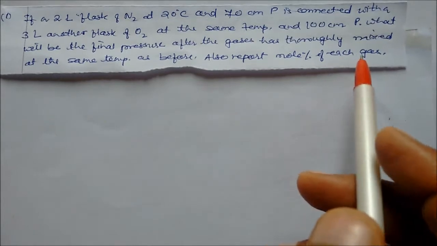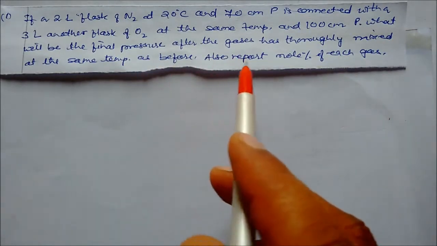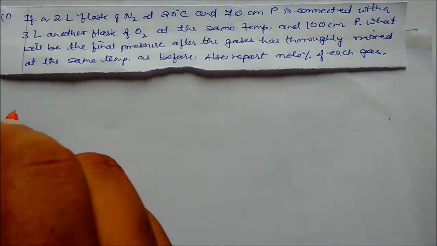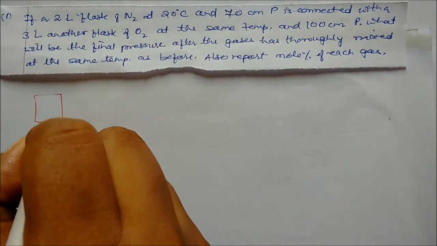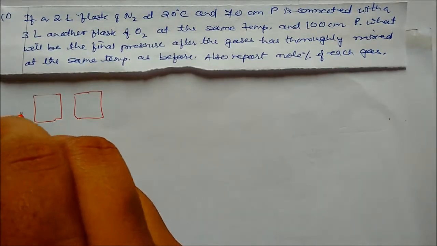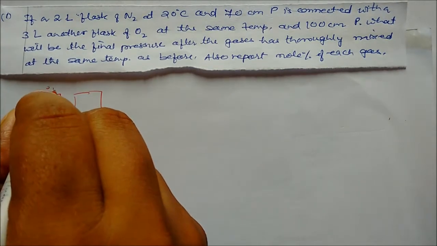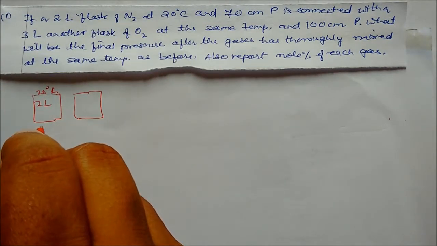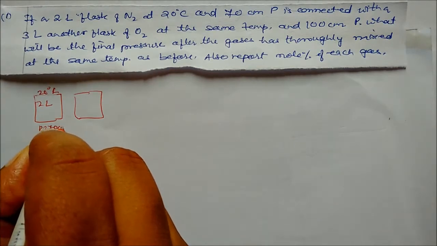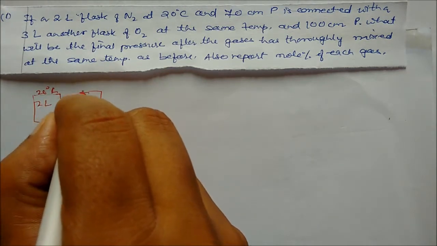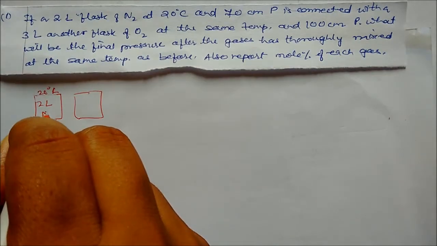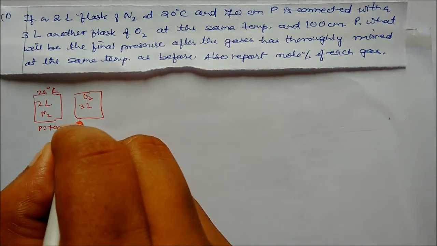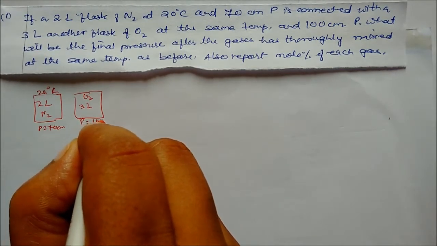So we have two questions here. One is the final pressure and the other is the mole percent of each gas. In this problem we can take two flasks. One is at 20 degrees centigrade, 2 liter, and the pressure given is 70 centimeter. This is nitrogen, and this is oxygen, whose volume is 3 liter and the pressure given is 100 centimeters.